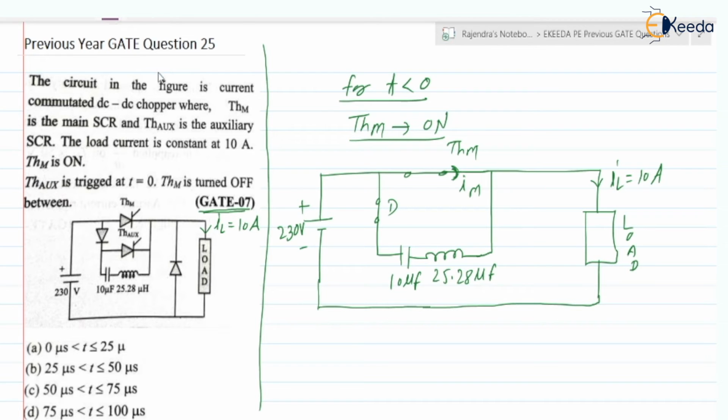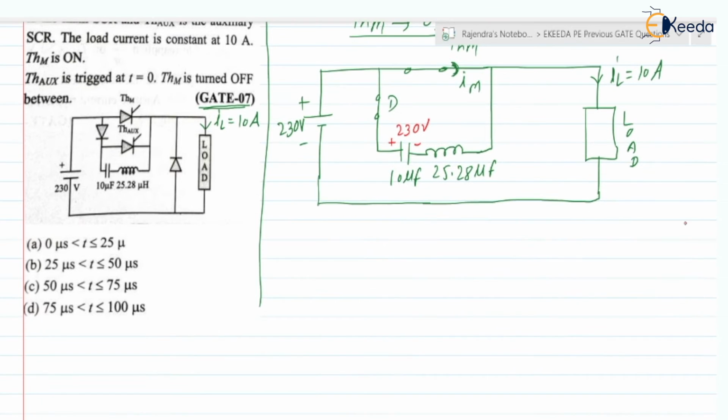So to which voltage will the capacitor be charged? The capacitor will be charged to the voltage of 230 volt with polarity plus here and minus here, for t less than 0 only. So for t less than 0, the voltage across the capacitor is equal to 230 volt. Next, IM is equal to IL, which is 10 ampere.